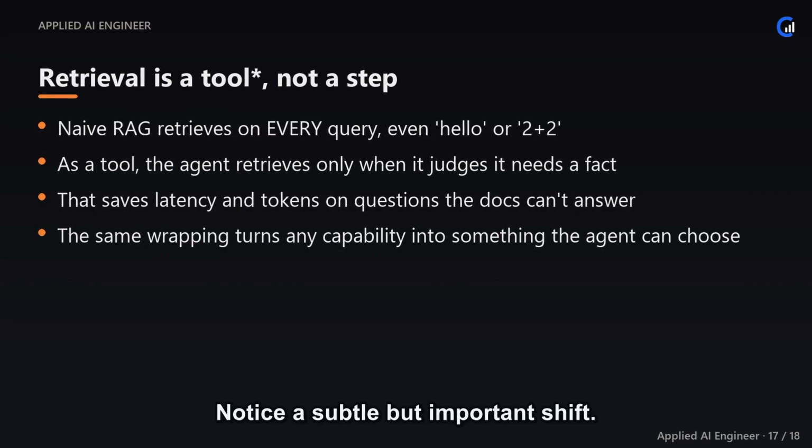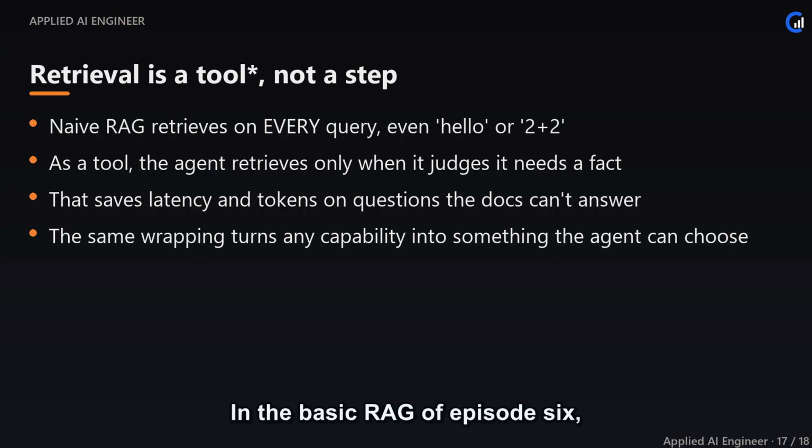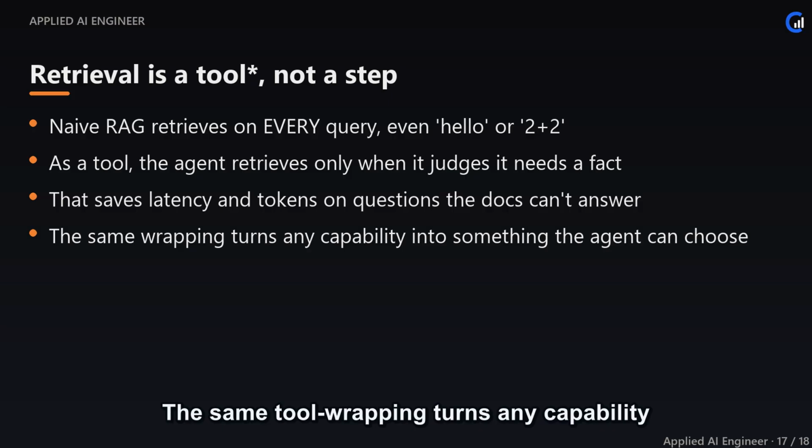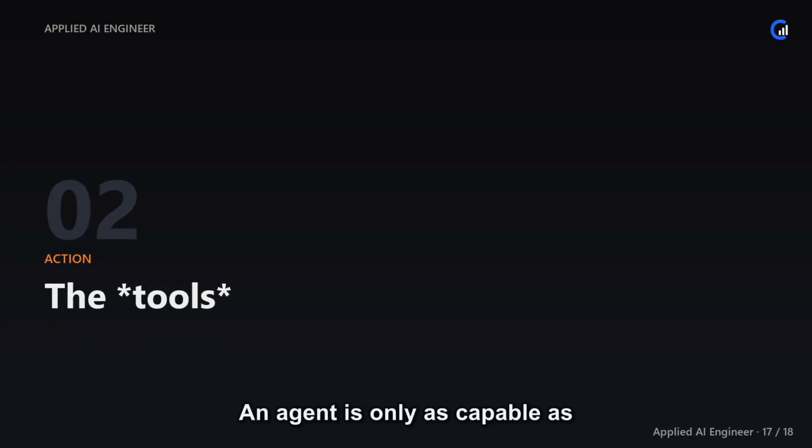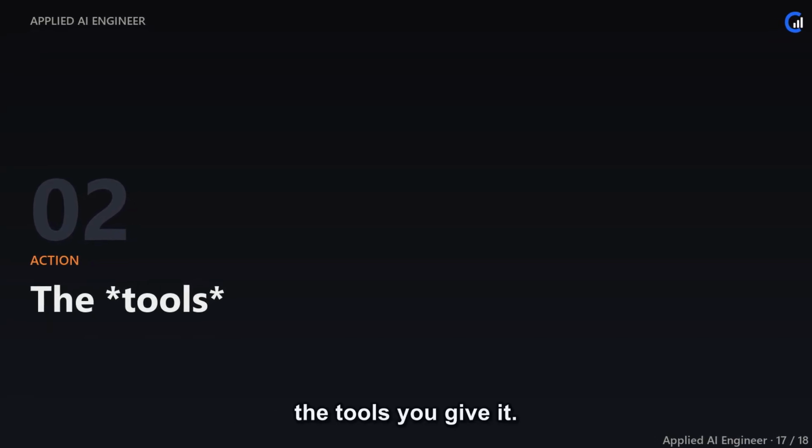Notice a subtle but important shift. In the basic RAG of episode 6, we retrieved on every single query, no matter what. By exposing retrieval as a tool, we let the agent decide when to use it. A greeting or a pure calculation doesn't trigger a pointless search, a product question does. That judgment saves latency and tokens, and it's only possible because the agent, not a fixed pipeline, is in control. The same tool wrapping turns any capability, search, math, a database, into something the model can reach for when, and only when, it helps. An agent is only as capable as the tools you give it.